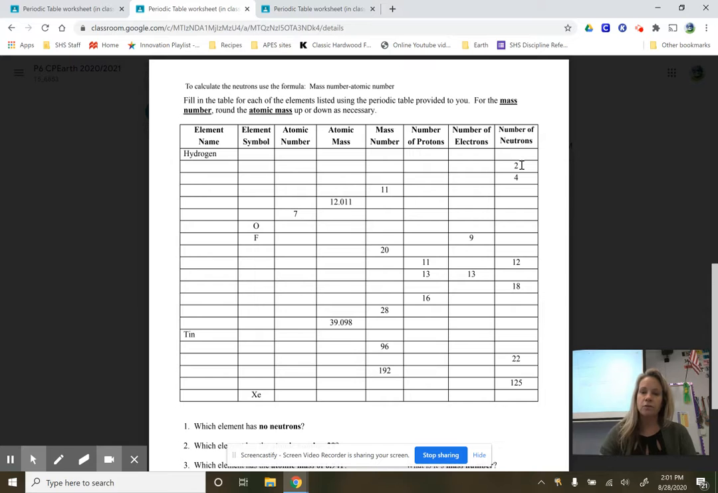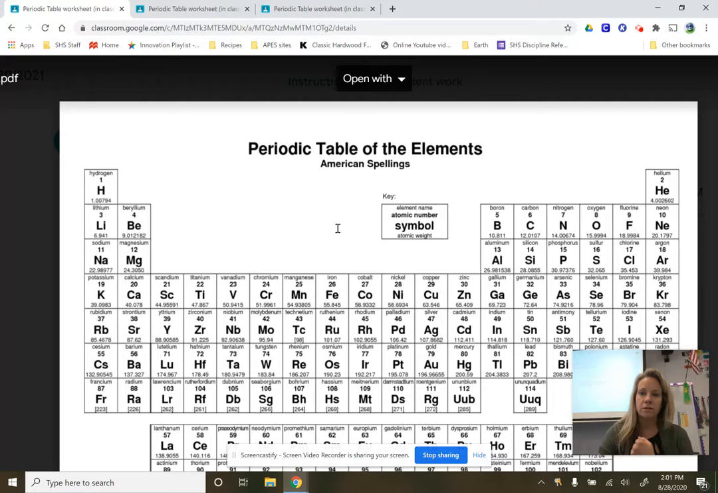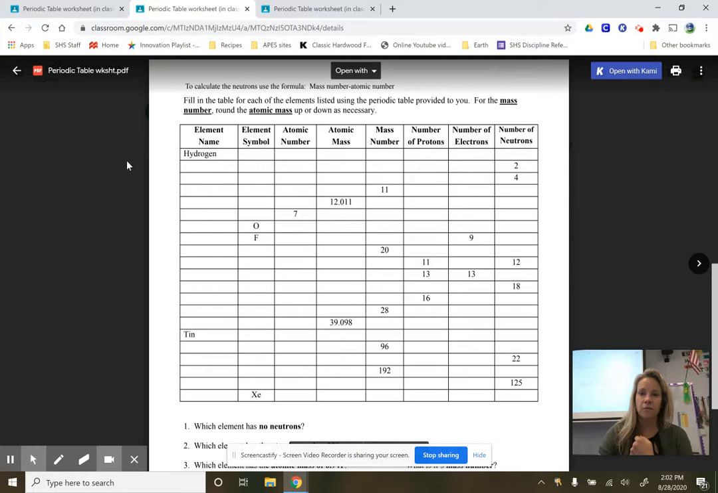To do the next one, it says number of neutrons, 2. That means on the periodic table, you need to find something that has an atomic mass of 4 and an atomic number of 2, because 4 minus 2 is 2. If we go back to that, we notice that helium has an atomic mass of 4, and the atomic number is 2. 4 minus 2 is 2. So this next one would be helium.